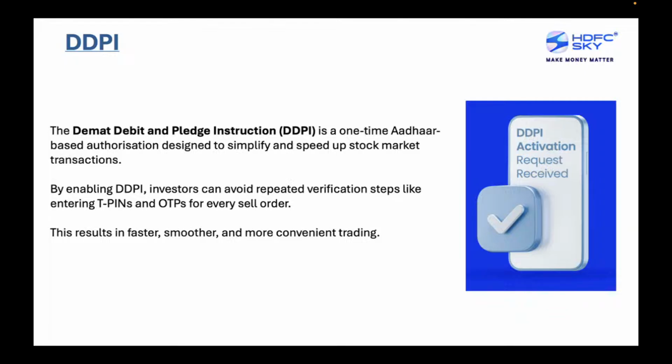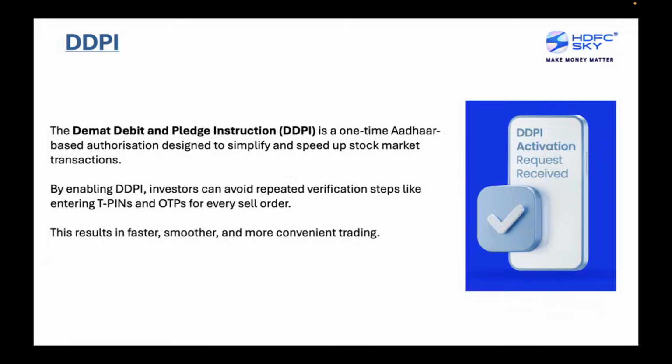Now, one more important aspect that we need to discuss over here is DDPI. Many of you have heard about the DDPI process of Demat, debit, and pledge instruction. So basically, it's a one-time Aadhaar-based authorization for simplification and to speed up your transactions. So whenever you sell any stock, you must be receiving OTP for that. If you enable DDPI, your OTPs won't be required any longer. So basically, it will be a faster and smoother and more convenient way of trading for you all.